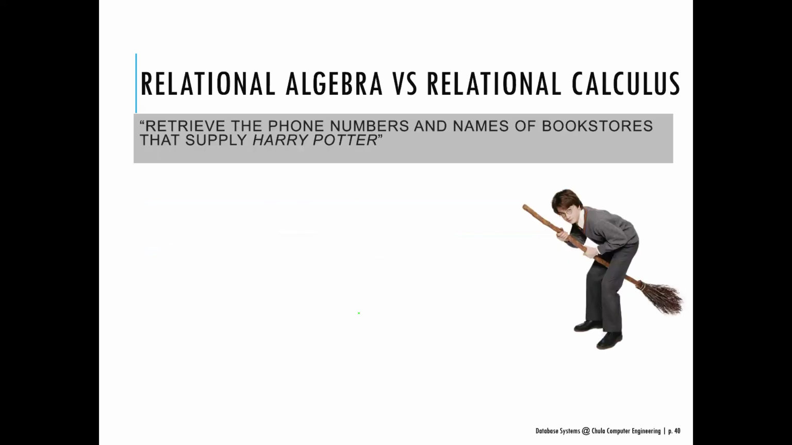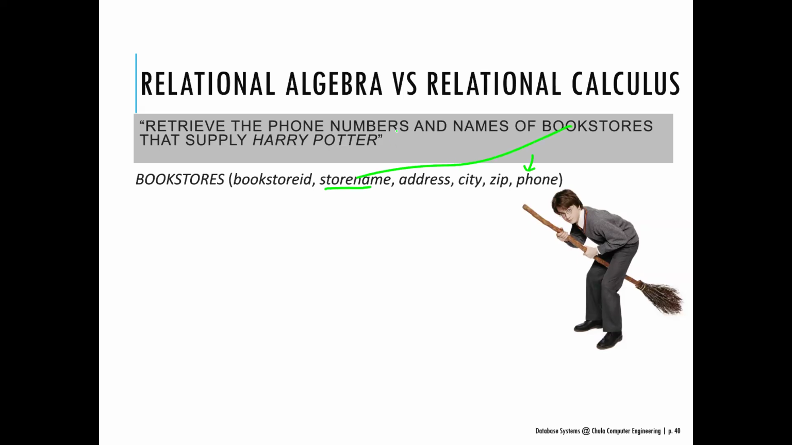So let's take a look at the example here. I want to retrieve the phone numbers and names of bookstores that supply Harry Potter. So I have the first relation called bookstores. For bookstore, I have bookstore ID, store name, address, city, zip, and phone. If I want to retrieve the phone number, I have this phone number here, right? And I want the name of the bookstore, store name here is what I want, phone number here.